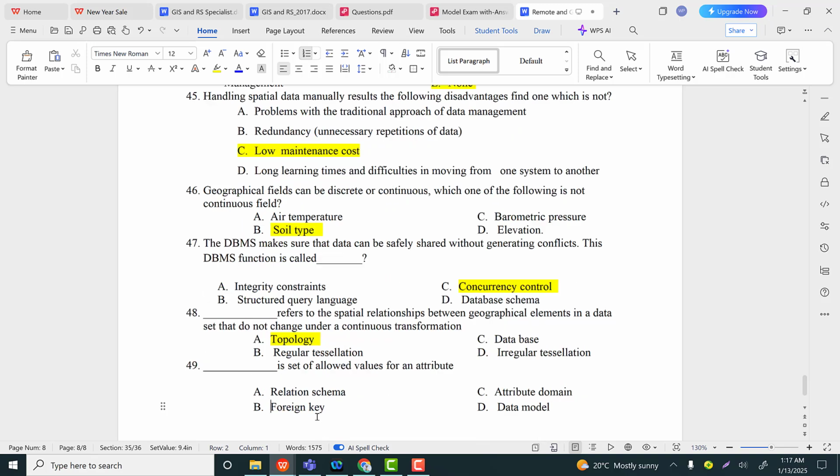The final question for this session is, blank is a set of allowed values for an attribute. A. Relation schema, B. Foreign key, C. Attribute domain, D. Data model. The answer is attribute domain.